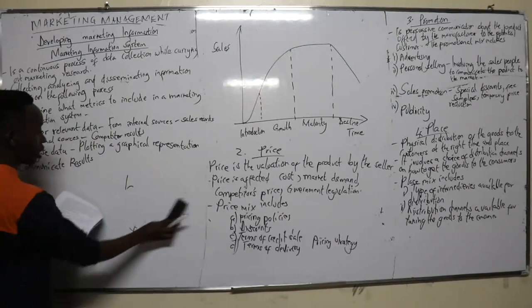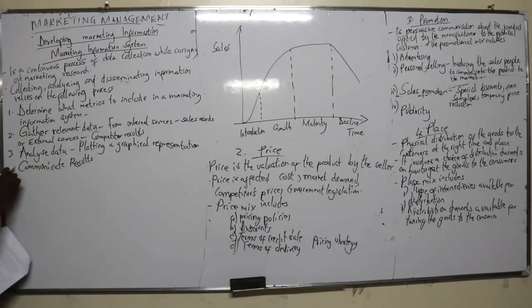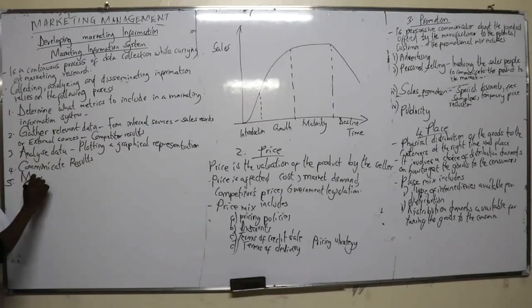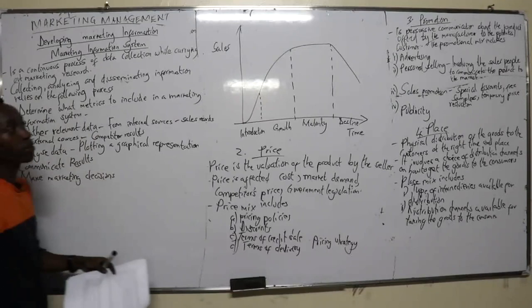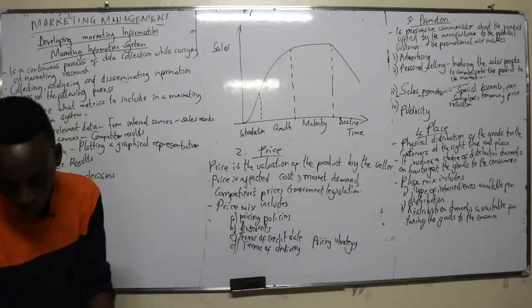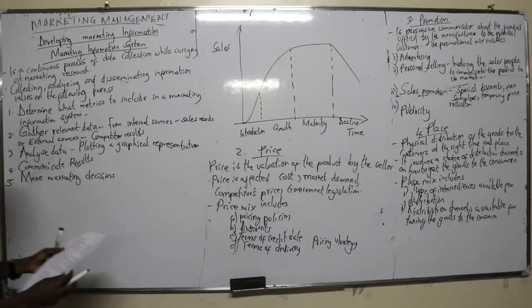So from you communicating such results, then the management makes marketing decisions. So this is making marketing decisions. That we know, since product A is sold mostly during the first quarter of the year, that is when we intensify our promotion levels, that you're going to put more emphasis on that product during that period of time. So that now is on the concept of marketing information.